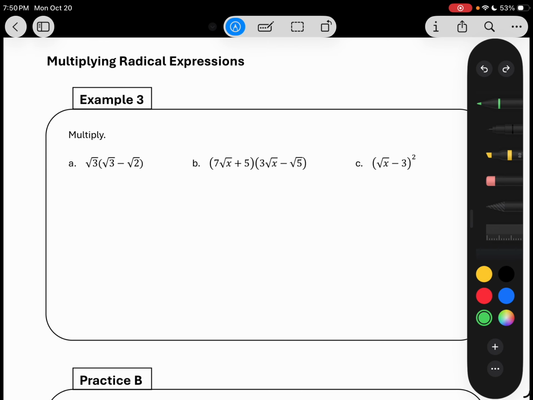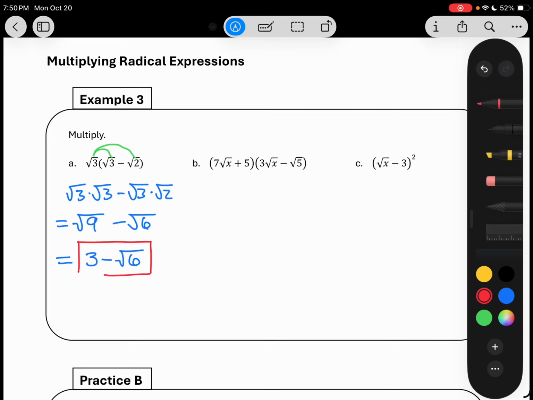by distributing through the square root of 3. So that would be square root of 3 times square root of 3 minus square root of 3 times square root of 2. So square root of 3 times 3 would be square root of 9 minus square root of 3 times 2, which would be 6. And then square root of 9 is nice, that's just 3. And then we're left with square root of 6, which does not really simplify any further.